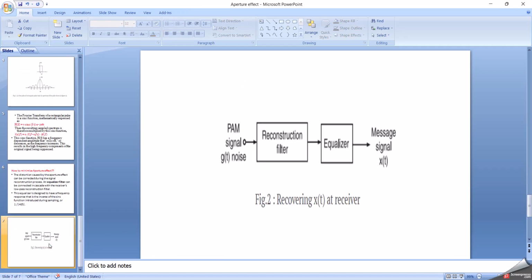See here how we have connected our equalizer to our reconstruction filter at the receiver side. At the receiver side again we are getting back our message signal. Okay guys, like this is how we are minimizing the aperture effect, and what causes the aperture effect, with a bit of Fourier transform expressions. This is all about the aperture effect.